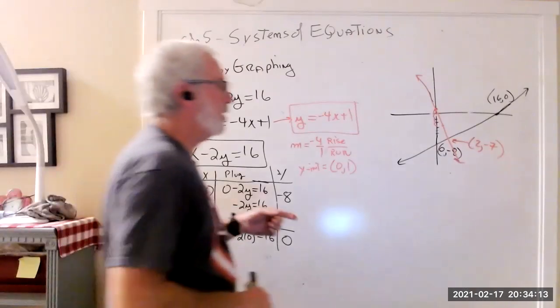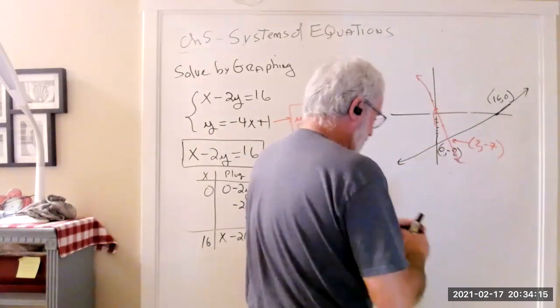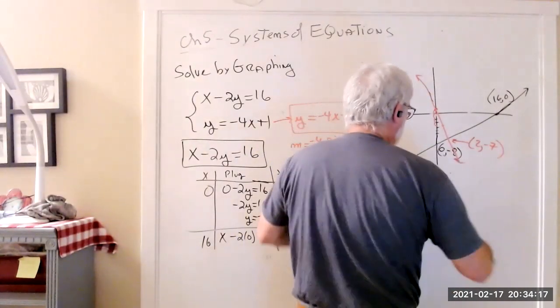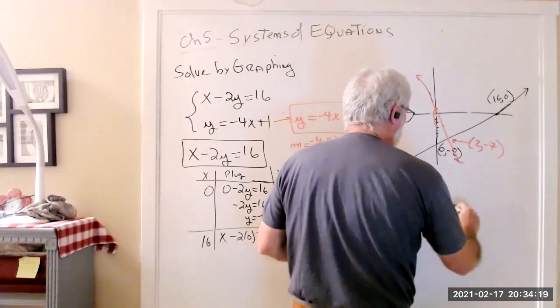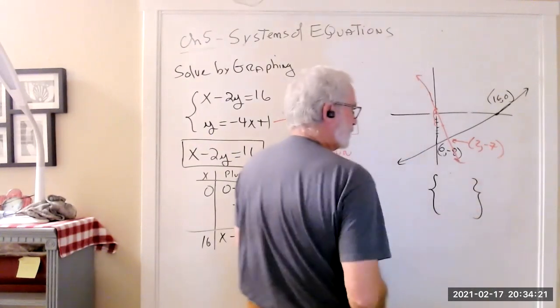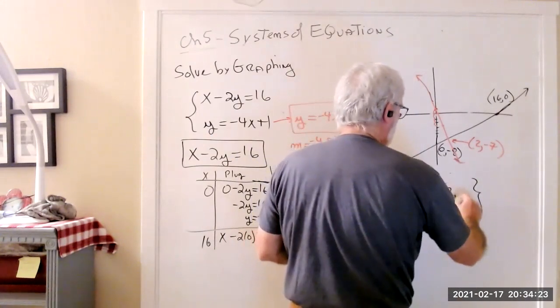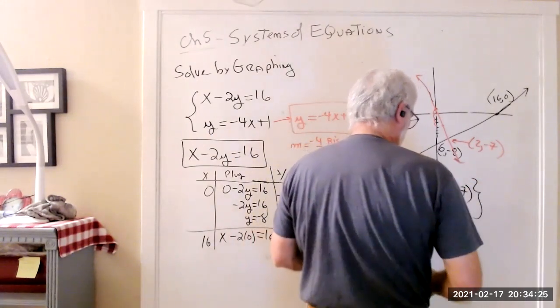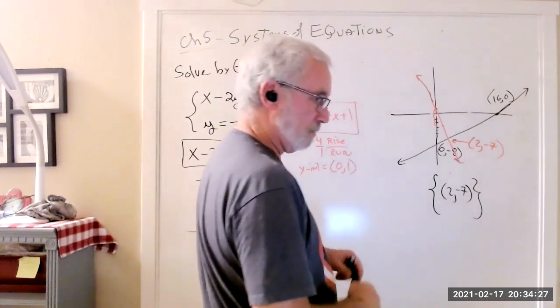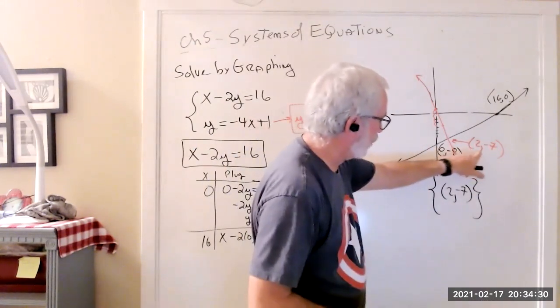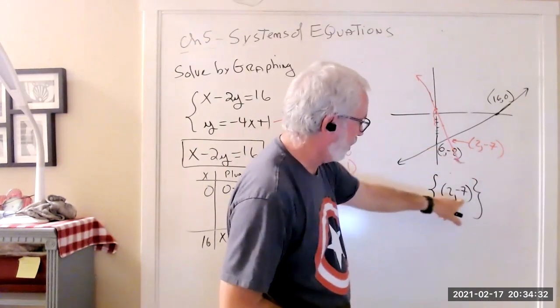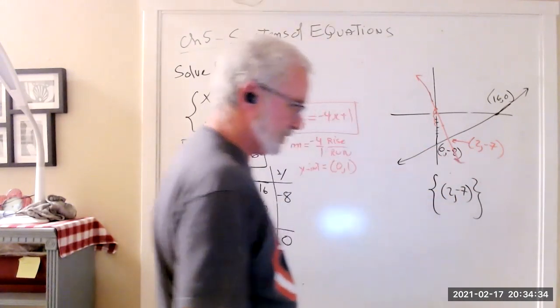So anyway, back here, this was 2, negative 7. Your solution is the solution set, in braces, of 2, negative 7, the ordered pair. You need both because it's an ordered pair, x, y. So you must have the parentheses there.